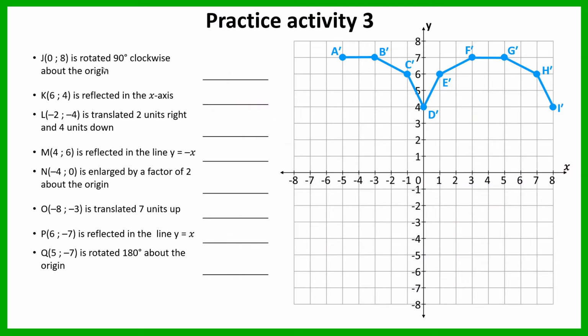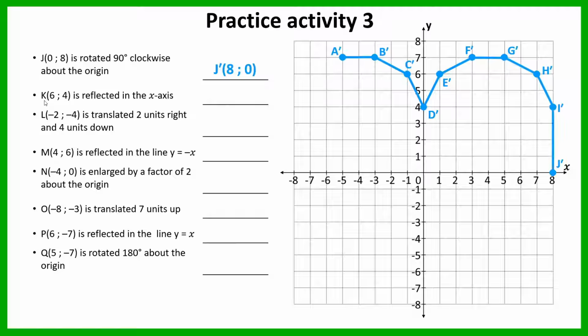Then I've got J, which is 0, 8. So that's going to be over here, 0, 8. And it is rotated 90 degrees clockwise about the origin. So it's going to go this way. So the coordinates are going to be 8, 0 for J prime. If I plot it, I get that over there and then I join it up.